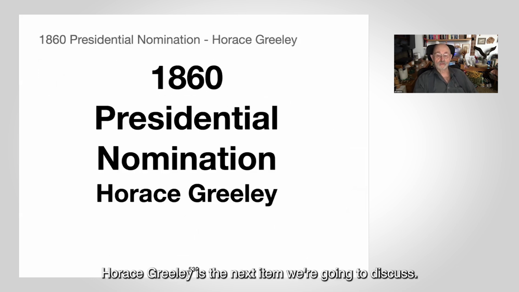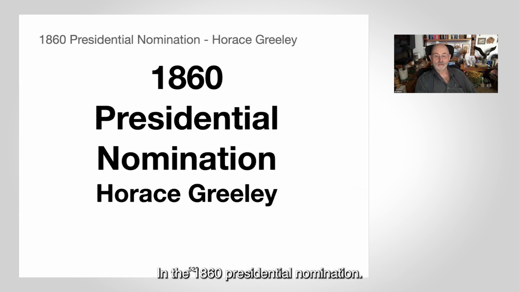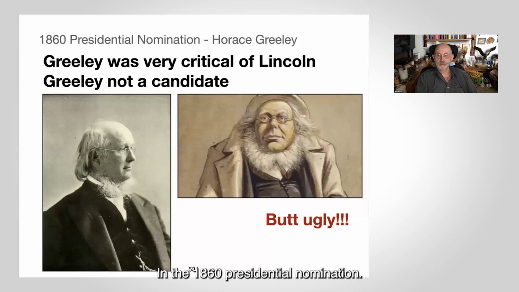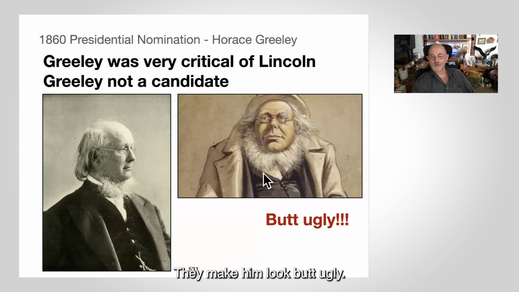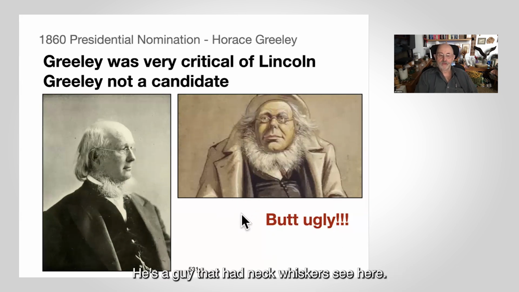Horace Greeley is the next item we're going to discuss in the 1860 presidential nomination. On the right here is a political cartoon. They make him look butt ugly. He's a guy that had neck whiskers.